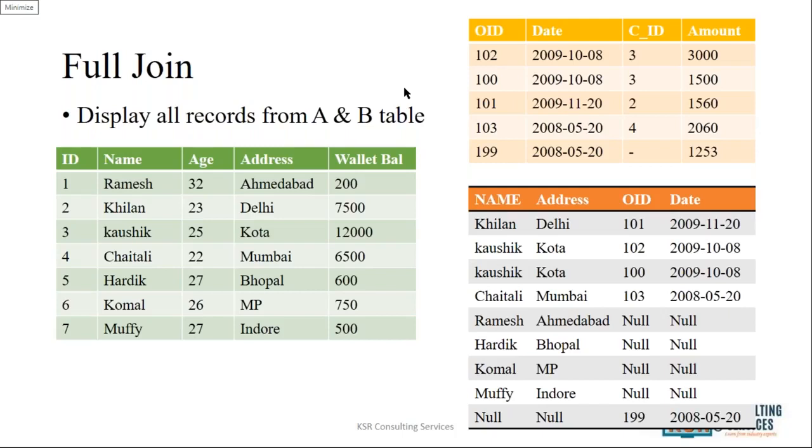Amazon has millions of customers. Here I have only 8 customers, from Ramesh to Murphy, 7 customers. In Amazon, I have millions of customers. You cannot apply a full join there. Okay, so this is about full join. Though full join is able to solve my problem, I will not use it in the real time.